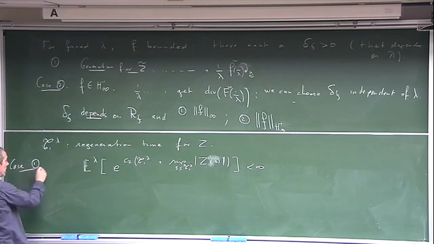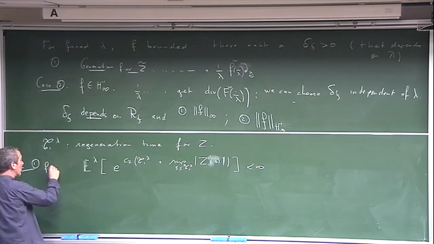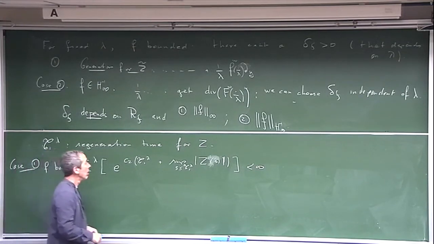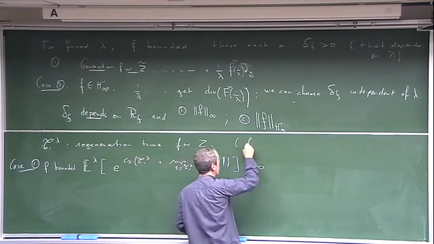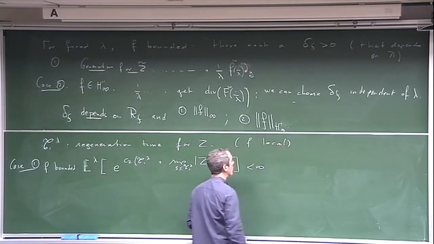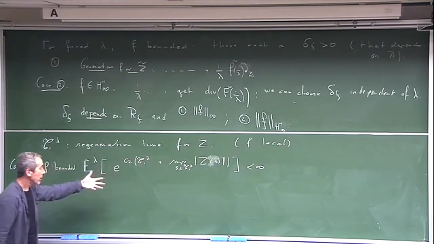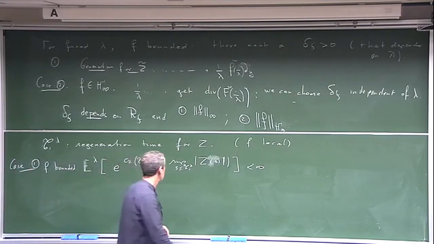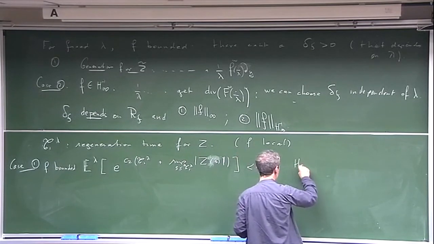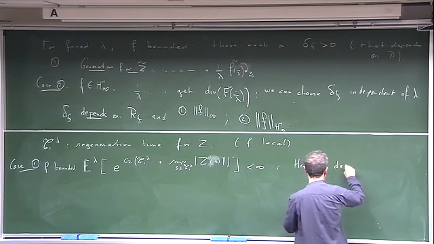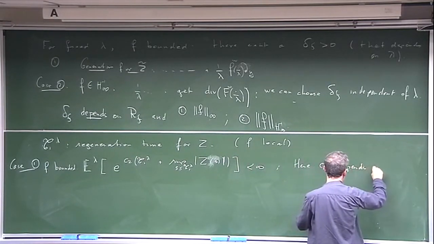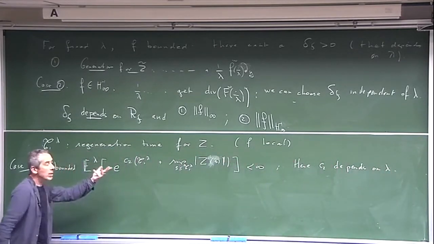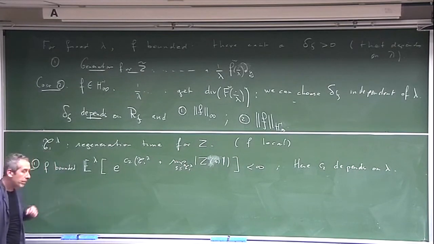Case 1, that means F is local, always local, but it's bounded. Let me write again, F is always local in the two statements. So you get exponential bounds, but C2 depends on lambda in that case. So here, C2 depends on lambda. So this will be good enough to construct the steady state in the first sense.